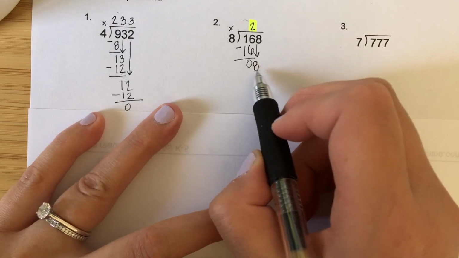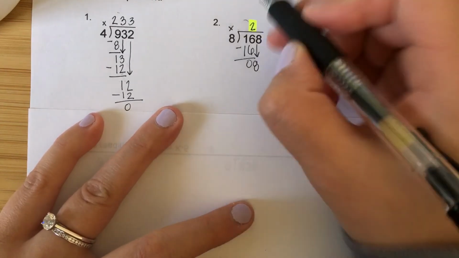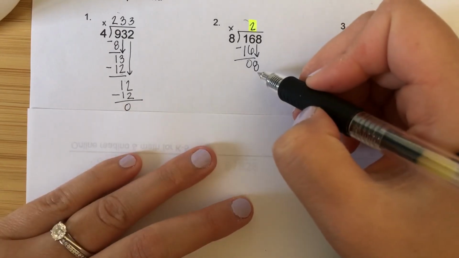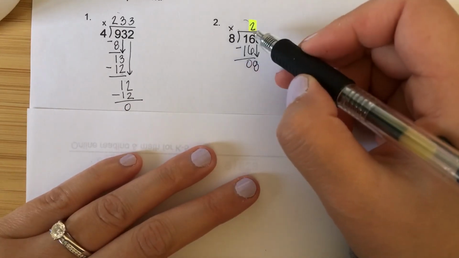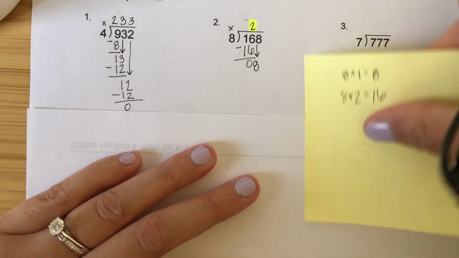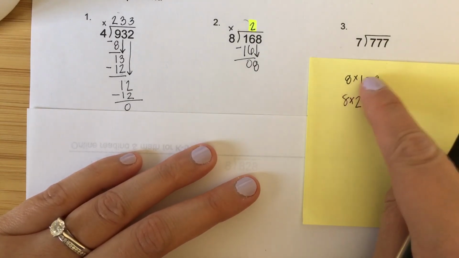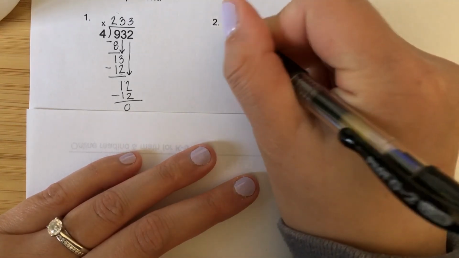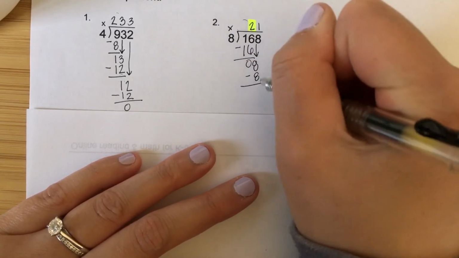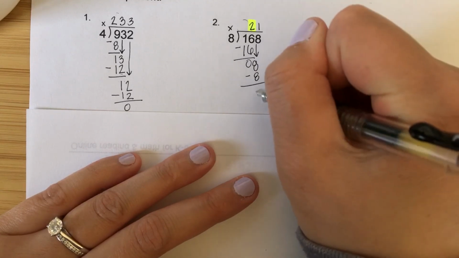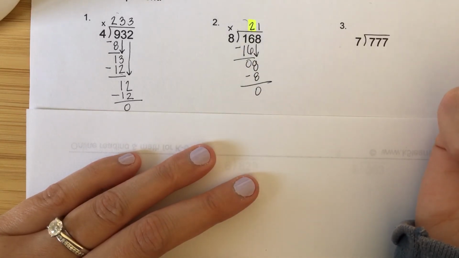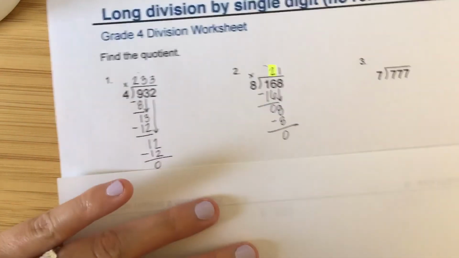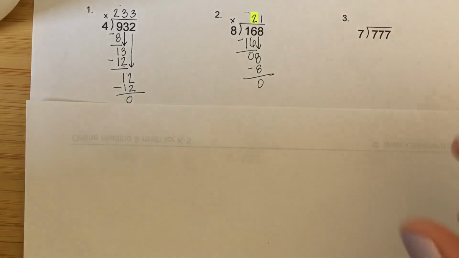Don't worry about the 0 in front of the 8. It's still 8. So you're going to ask yourself, 8 times what number gives me 8? 8 times 1. So 8 times 1 gives me 8. I subtract 8 from 8. 8 minus 8 is 0. Do I have any remainders? Nope. All right, you are going to do the rest of this problem on Google form, the rest of the worksheet.